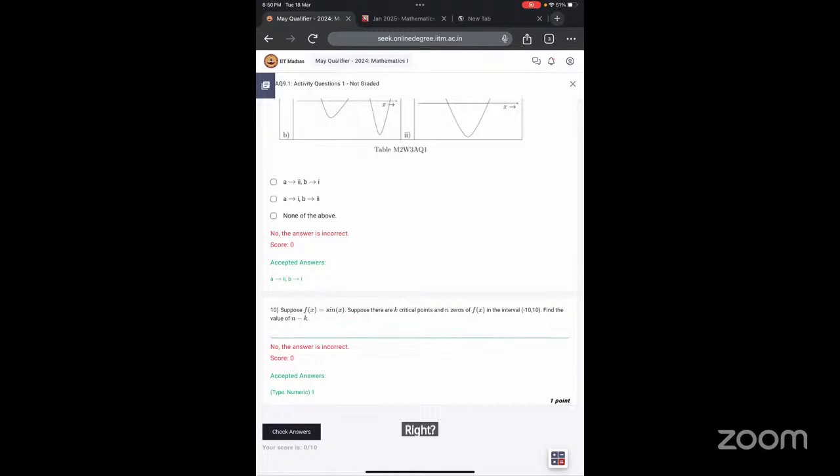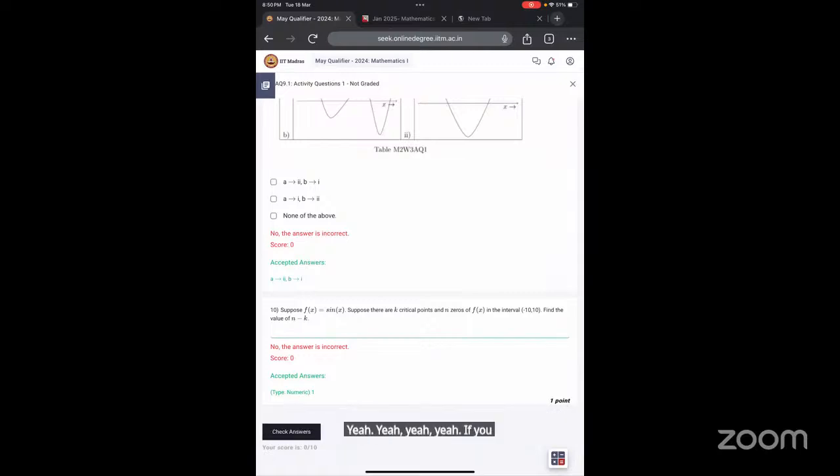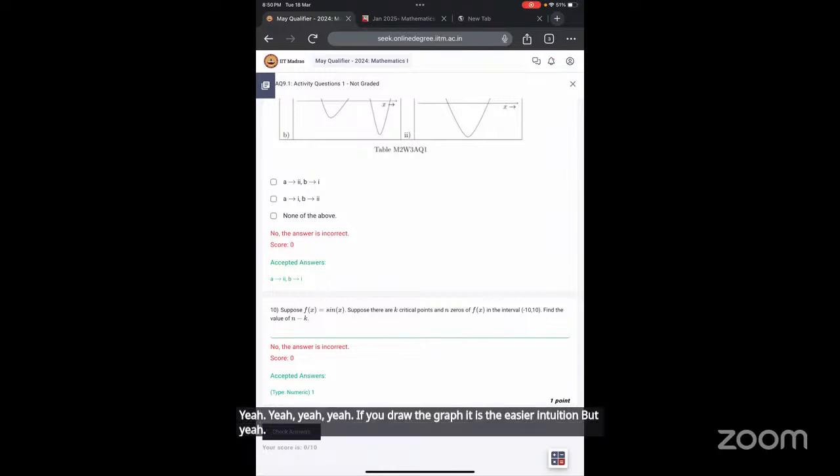Since the range is very small, you just draw one sine curve and see where all it comes down, goes up, and where all it crosses. Then you can find out that it is 7 minus 6 is 1. But that is the easier intuition. As per the procedure, it's better to draw the graph.